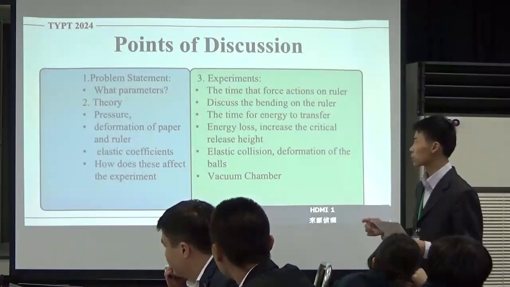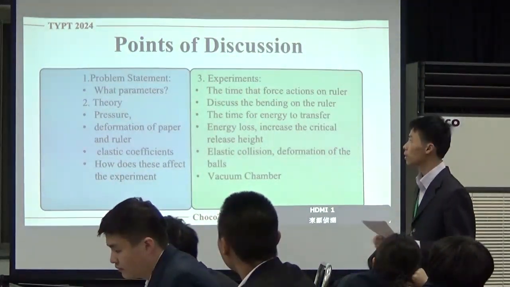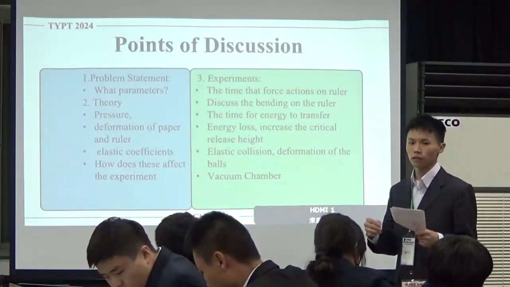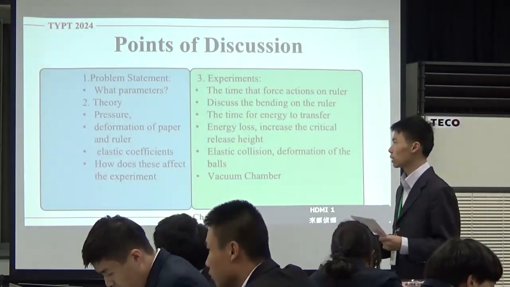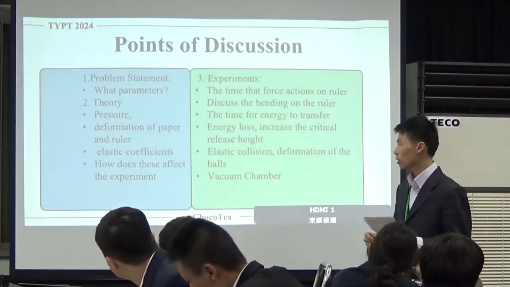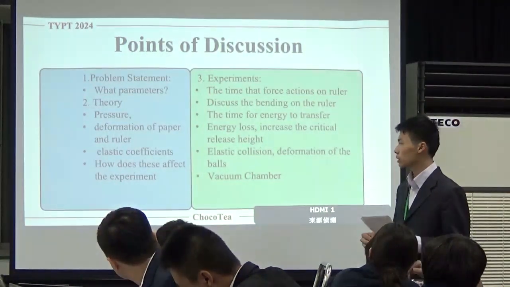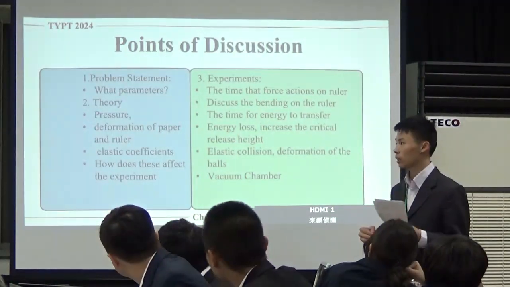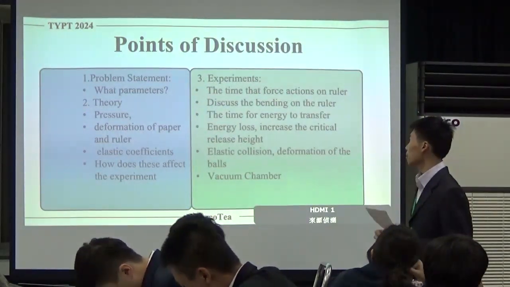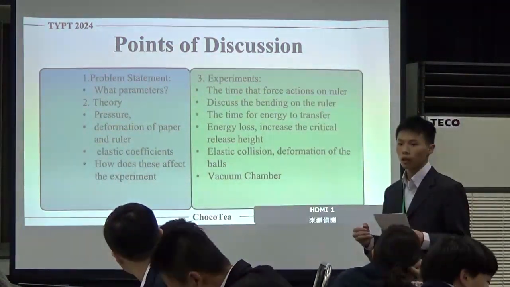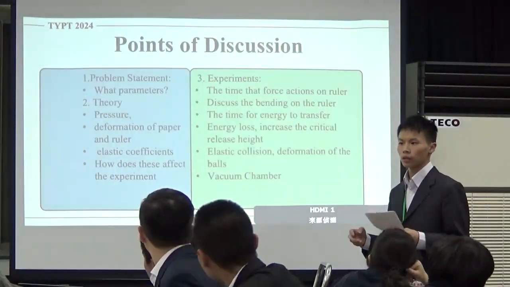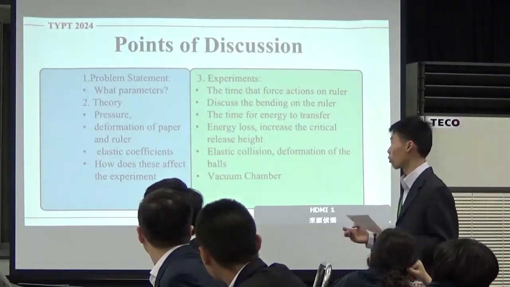So here are some points of discussion that we will discuss later. First, the problem statement: which parameters affect the ball or not. In the theory, it's about pressure as a function of paper and ruler, and an elastic coefficient. And how do those parameters affect the experiment? In the experiment part, we want to discuss the time of force action on the ruler, which the reporter said they considered, but they didn't talk much about it in their report.